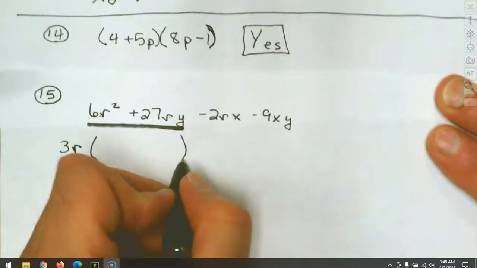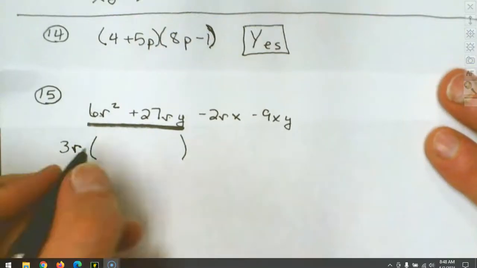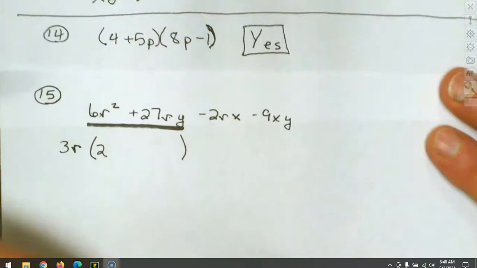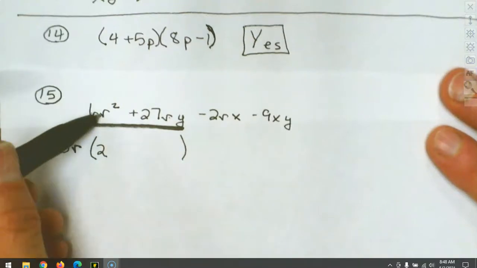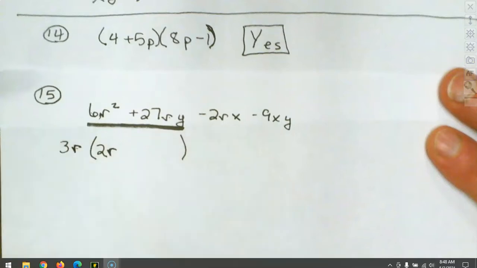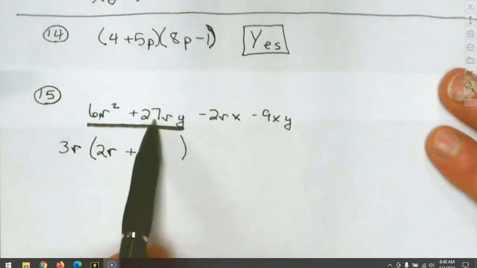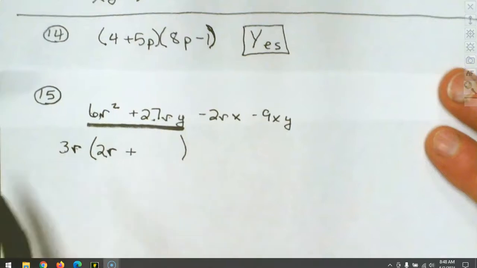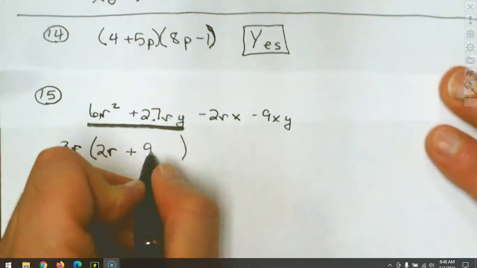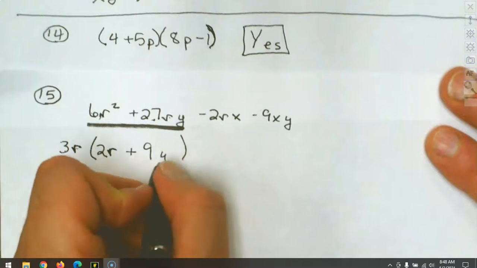Now we write what's left over. So 6 divided by 3, that's a 2. R squared, we take an r out, so that leaves you with an r. Then we've got our 27, and 27 divided by 3 makes it a 9. The r comes out, and that leaves you with a 1.